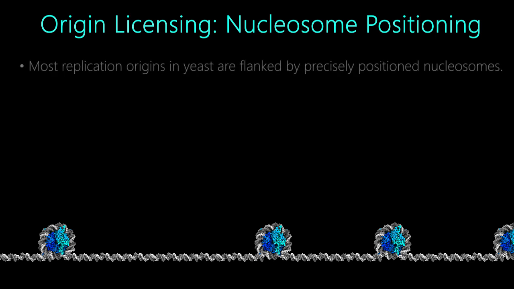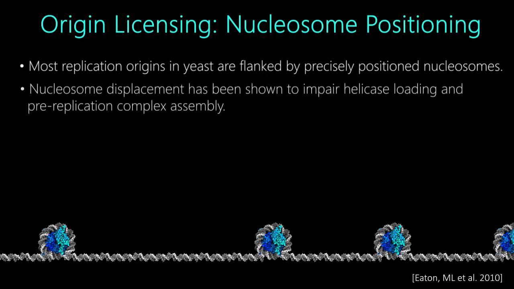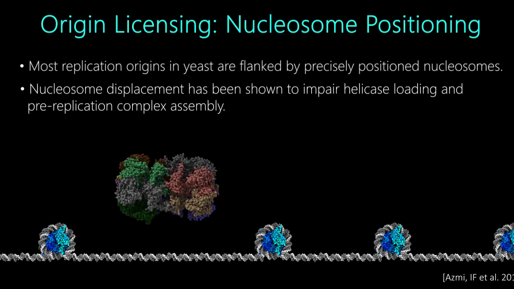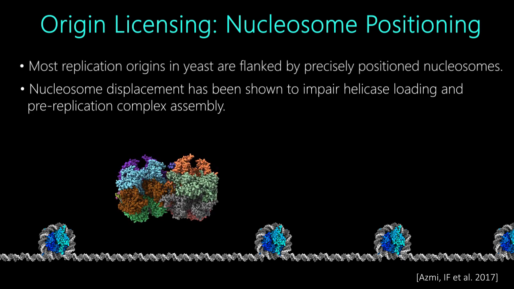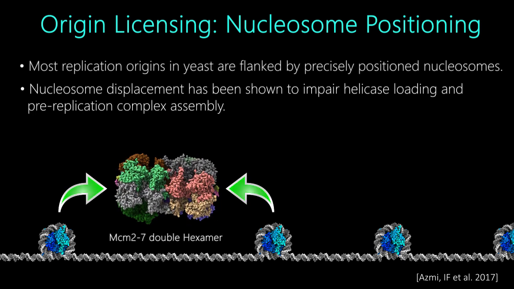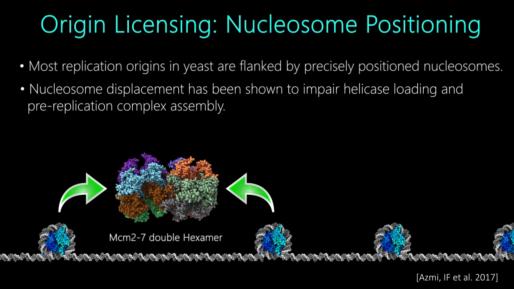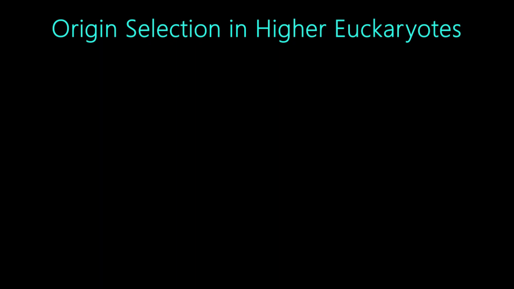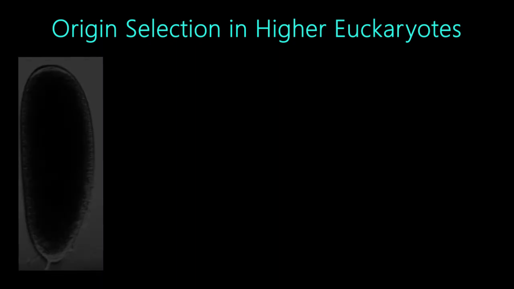In yeast, the vast majority of replication origins are flanked by precisely positioned nucleosomes. Displacement of these nucleosomes has been shown to impair helicase loading and pre-replication complex assembly. Due to this, it has been hypothesized that these nucleosomes may interact with MCM2-7, thus providing stability and facilitation of helicase loading. Budding yeast are one of the only eukaryotic organisms which harbor consensus sequences at their replication origins.